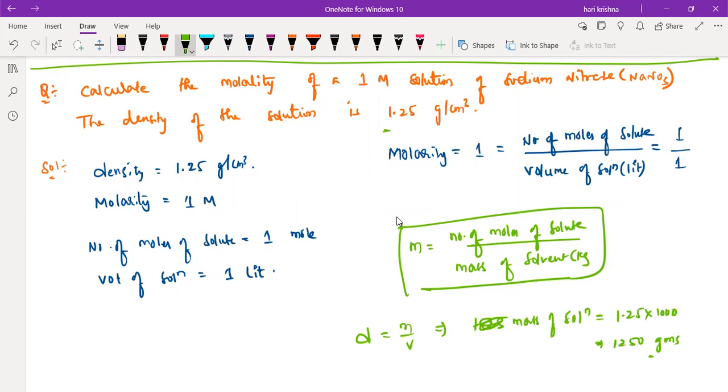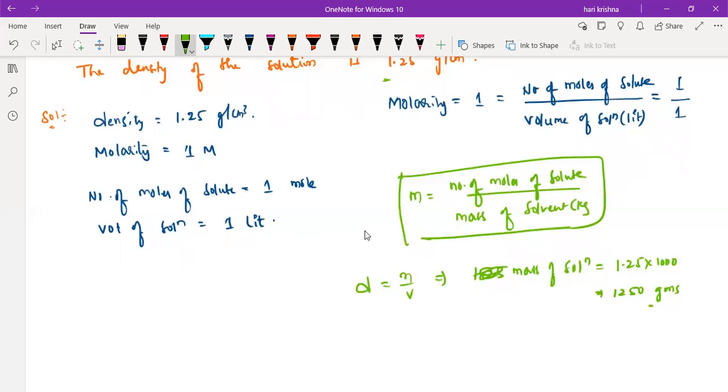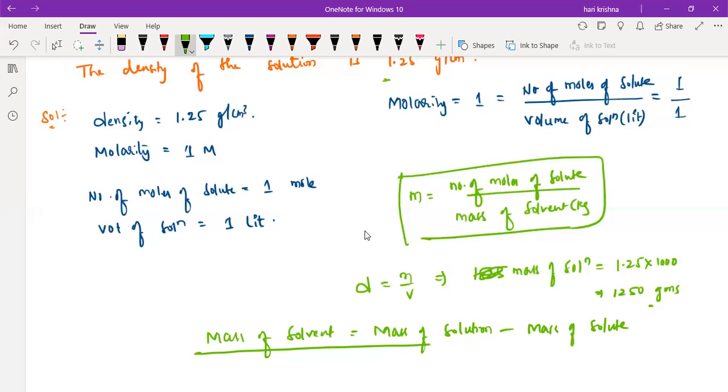Then what is the mass of solute? We got the mass of the solution. We just want the mass of the solvent only, right? So you have to subtract the solute mass from the solution, and we'll get the mass of solvent. Mass of solvent is equal to mass of solution minus mass of solute.